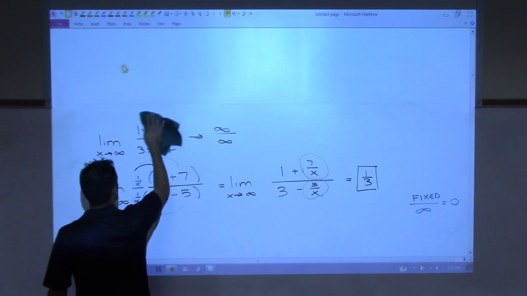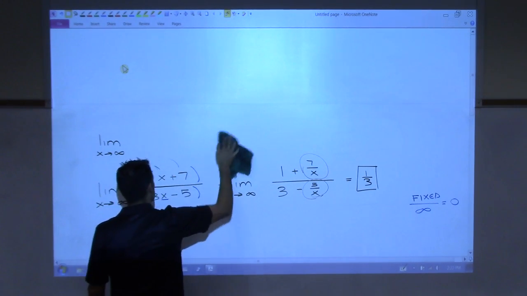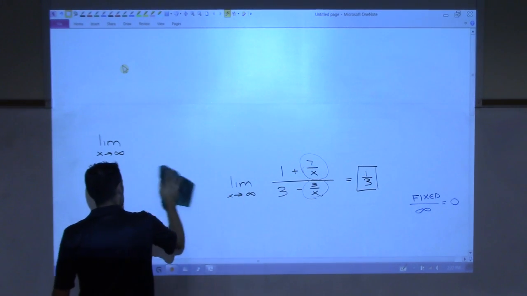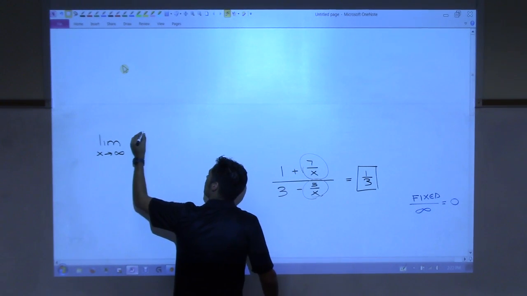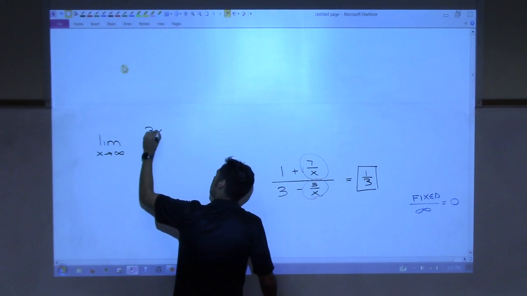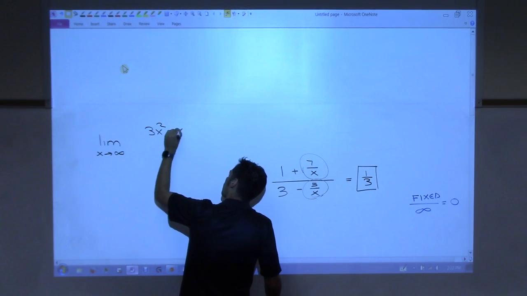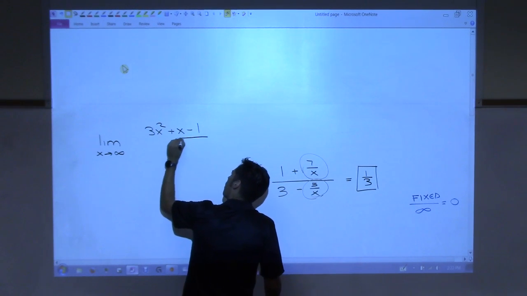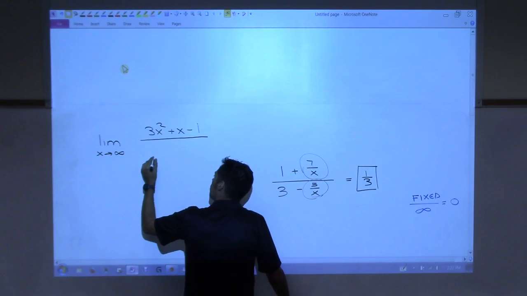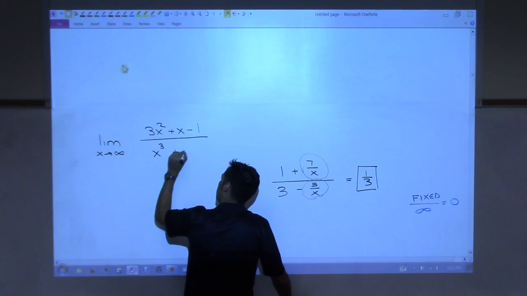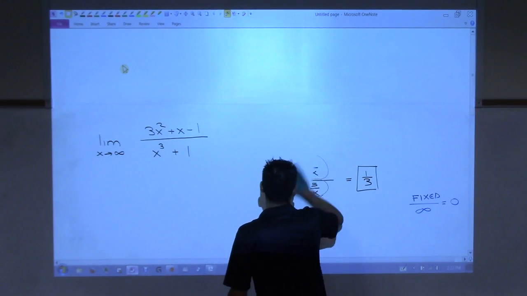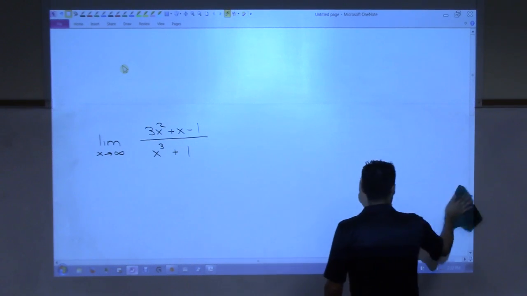All right, let's do another one. How about x goes to infinity? Let's do a quadratic, because you like quadratics. Or you know what? We'll do a quadratic on the top over a quadratic on the bottom also. Or no, let's do a cubic on the bottom, and I'll keep it clean like that. There we go.